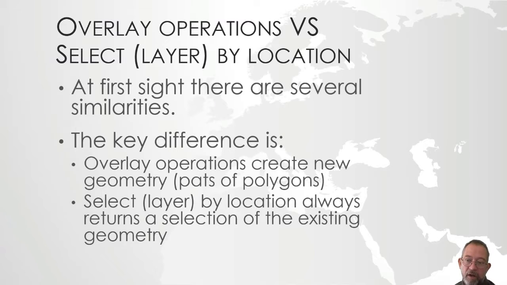First of all, overlay operations can generate new geometry. So they create new geometry by cutting through polygons. The select layers only return existing geometries. They can't alter the geometries. So if you do a select by location on lines or polygons and say overlap, there might be large portions of that line or polygon that are outside.